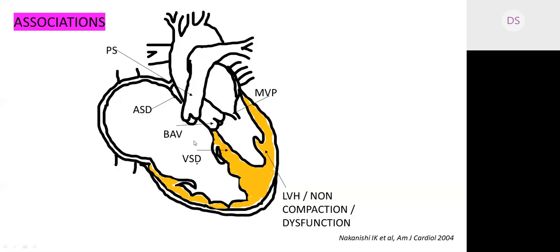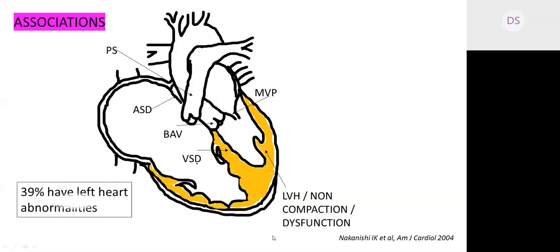Now you can see that you can also have problems with the left heart, which includes a bicuspid aortic valve. You can have coarctation. You can have mitral valve diseases like prolapsing mitral leaflet, or you can even have the left ventricle which is hypertrophied, non-compacted, or dysfunctional. So this is interesting that you have a left heart disease in a primarily right heart abnormality. And these associations have been found to be significantly there. Approximately 40% of Ebstein's can have left heart abnormalities.